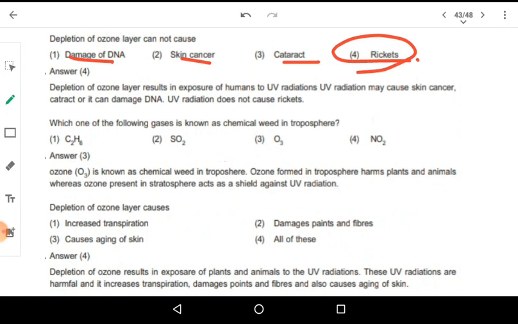Which of the following is known as a chemical weed in the troposphere? We know that the ozone in the troposphere is known as bad ozone, and that which is present in the stratosphere is the good ozone. Bad ozone is same as the chemical weed, so O3 is the answer. Depletion of ozone layer can cause increased transpiration, damages paints and fibers. This is also correct. Causes aging of skin. That is also correct. So the answer is option number 4.